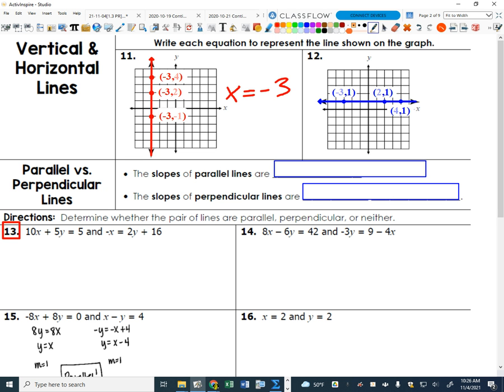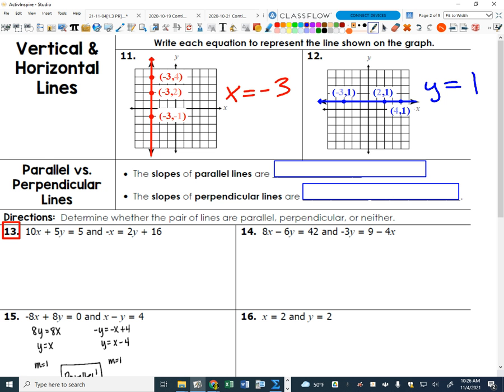All right, same experiment with a horizontal line. What do you notice about the horizontal line? Yeah, the Y coordinates are always the same. X could be anything, but the Y is always equal to 1. And so we name that Y equals 1, okay? And that's always how we deal with horizontal and vertical lines.